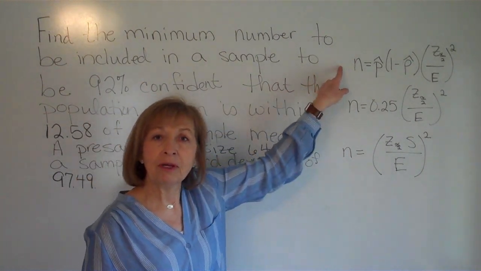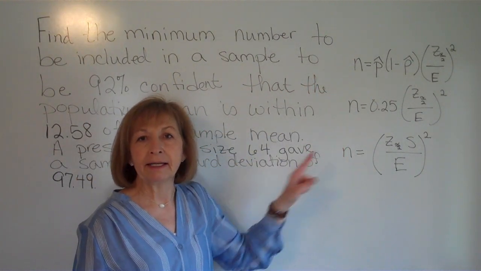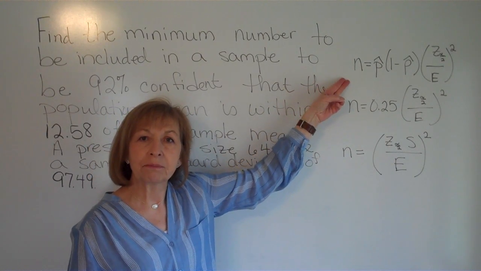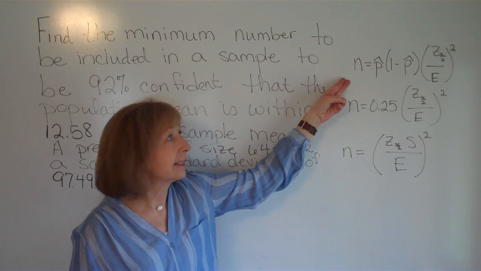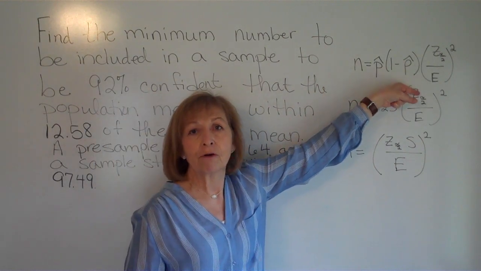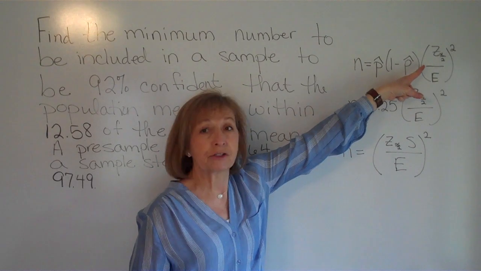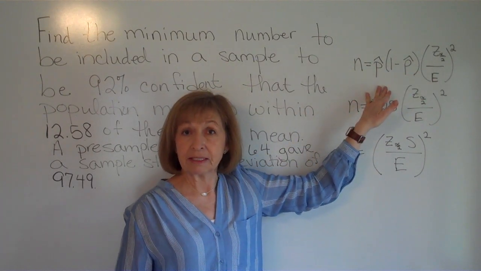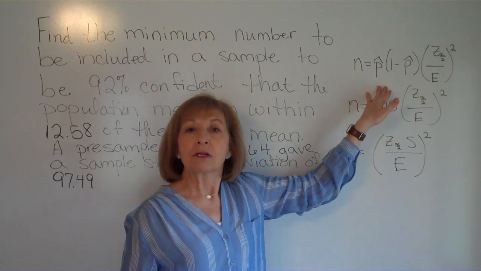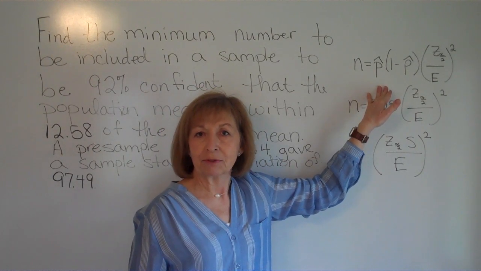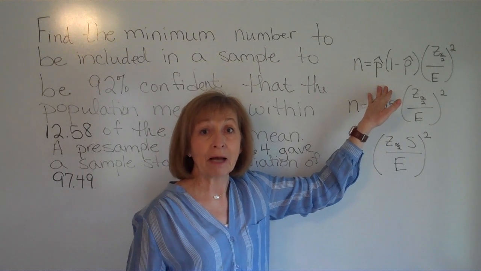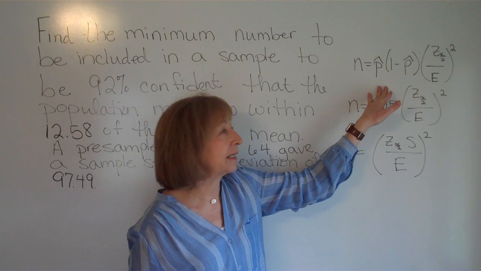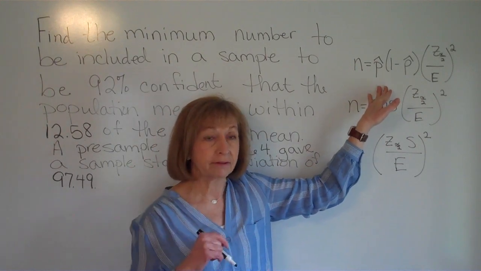Now, I've written up 3 of the different formulas for finding sample size. The first one here is n is equal to p-hat times 1 minus p-hat times the quantity z sub alpha over 2 divided by e, quantity squared. This is the formula for sample size if you have the question asking you for the sample size and it's a confidence interval for the population proportion, and you somehow have an estimation for the p-hat. That's not what we have.